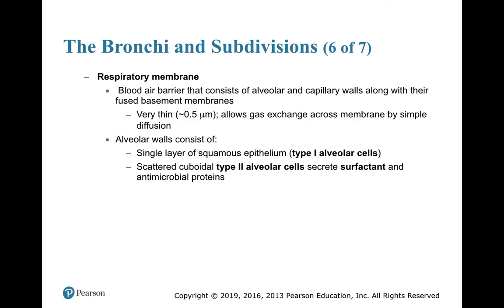The respiratory membrane is the blood-air barrier. It consists of the alveoli and the capillary walls along with their fused basement membranes. They are very thin, approximately 0.5 micron. That allows gas exchange across the membrane by simple diffusion down concentration gradients and pressure gradients that we'll talk about later on. The alveolar wall consists of a single layer of squamous epithelium, which are type 1 alveolar cells. There are also type 2 alveolar cells in there that secrete surfactant as well as antimicrobial proteins.